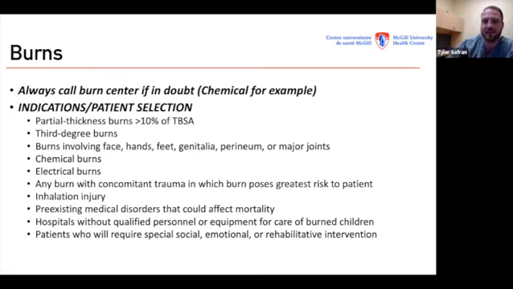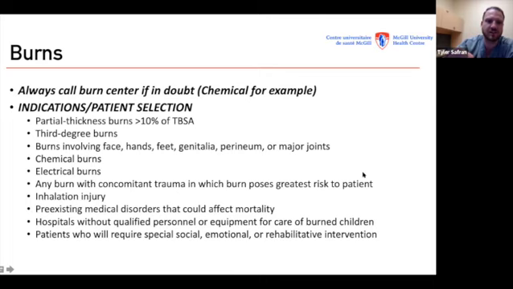Or if you think, oh, it's an acid, putting a base, all these things, there are antidotes for certain things. So it's important you either speak to a burn surgeon or you speak to poison control. And the indications for patient selection for transfer to a burn center, these are the classic textbook ones.